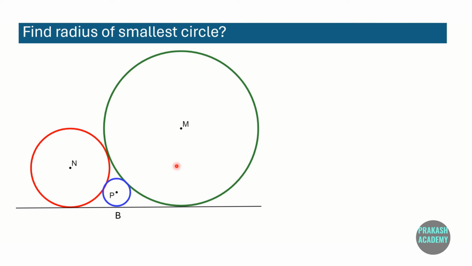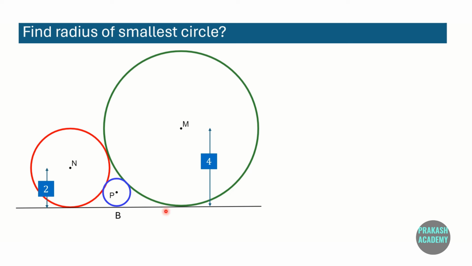In this problem, 3 circles have been given and these circles are touching each other at various points. So this is one point of contact, this is another point of contact, and this one is another point of contact. The radius of the largest circle is 4 units, the second largest circle's radius is 2 units. Then we have to find the radius of the smallest circle. That is, what is the radius of this circle?